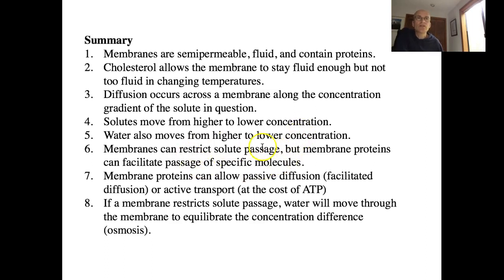Membranes can restrict solute passage, but membrane proteins can facilitate passage of specific molecules. So these proteins are specific for just maybe one kind of molecule. They won't let just anything through. They are specific for one kind. Membrane proteins can allow passive diffusion, that's called facilitated diffusion, or active transport. So if I ask you what's the difference between passive and active transport, one is simply passive diffusion, or it could be facilitated by membrane proteins.